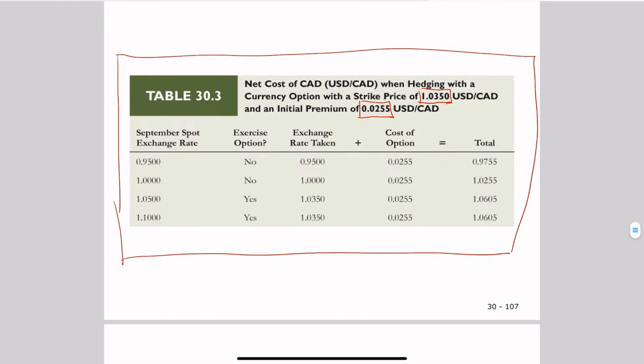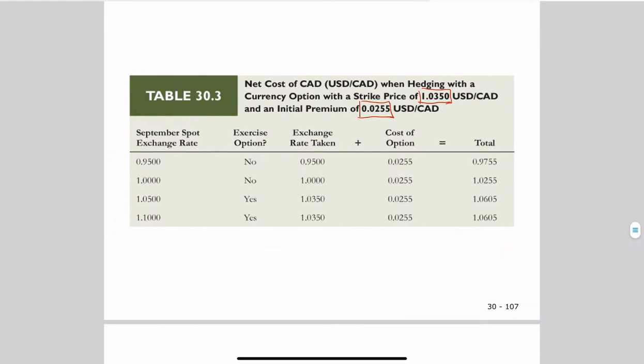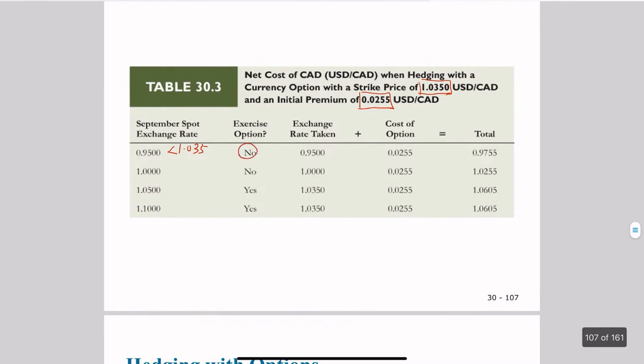Now let's say we have a spot price. Say the market or the spot exchange rate is 0.95. So you can see that in this case it's below this strike price, right? So in this case, the option holder will not exercise the option. So the exchange rate would be 0.95. That is, the option holder will just pay 95 cents of US dollars for 1 Canadian dollar.